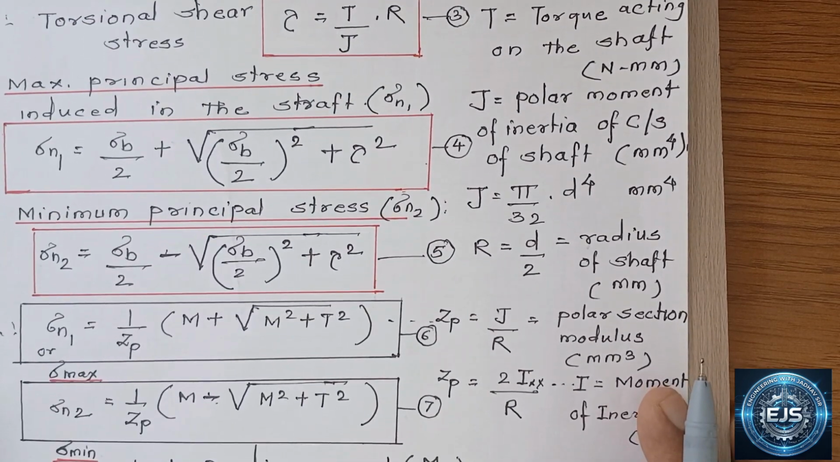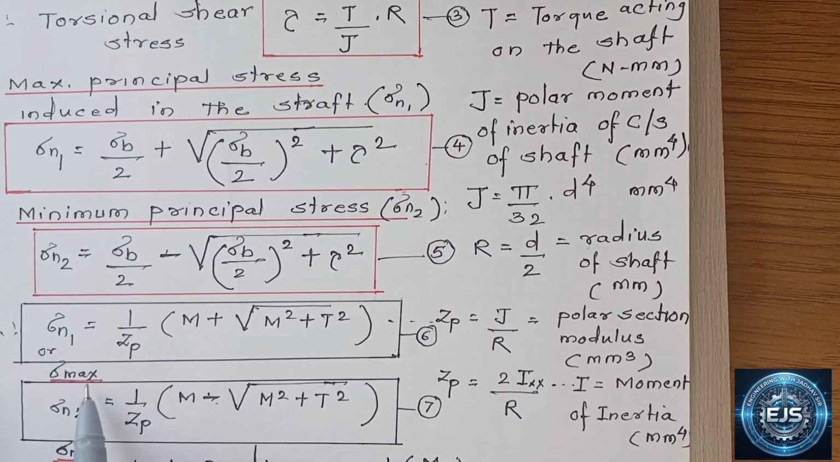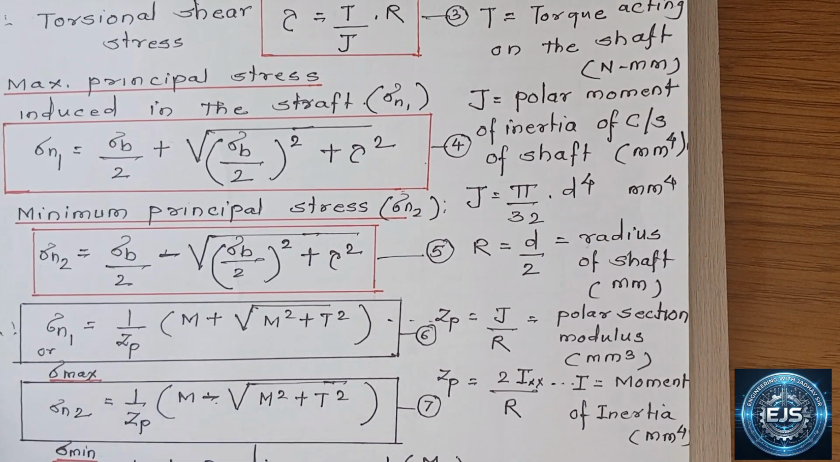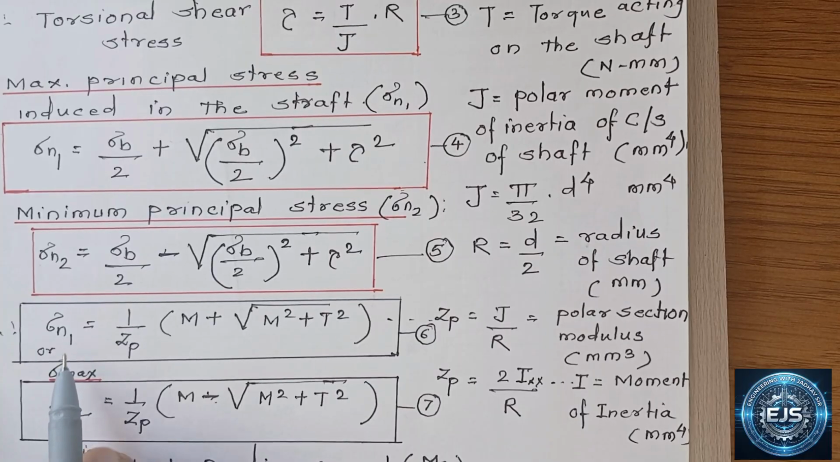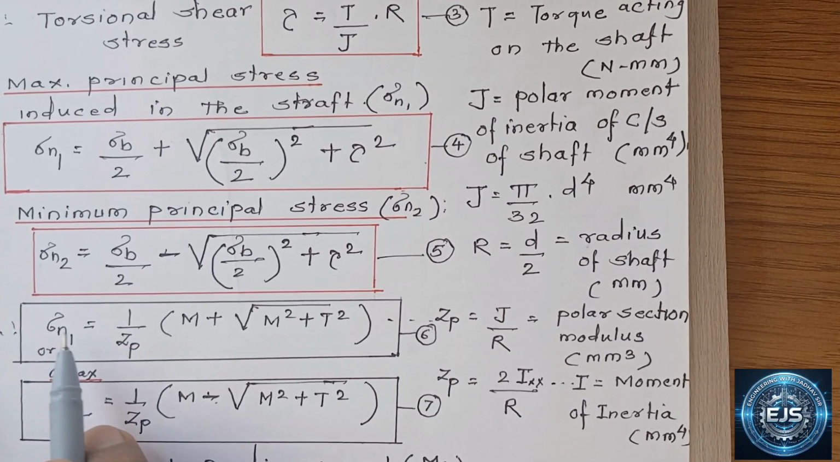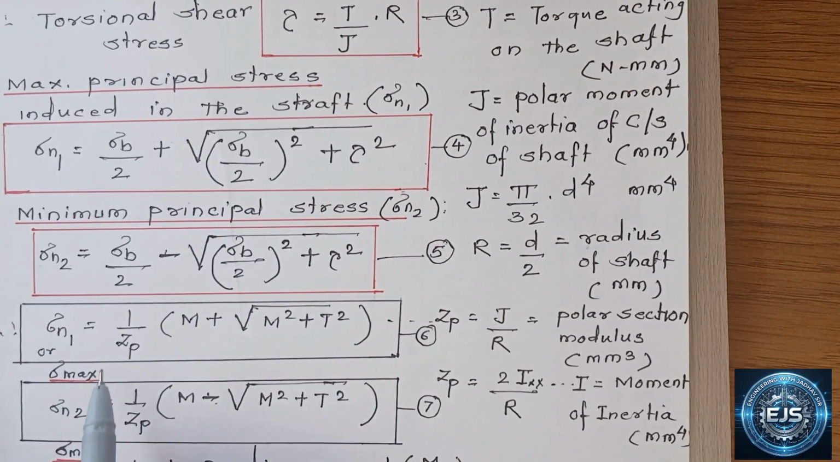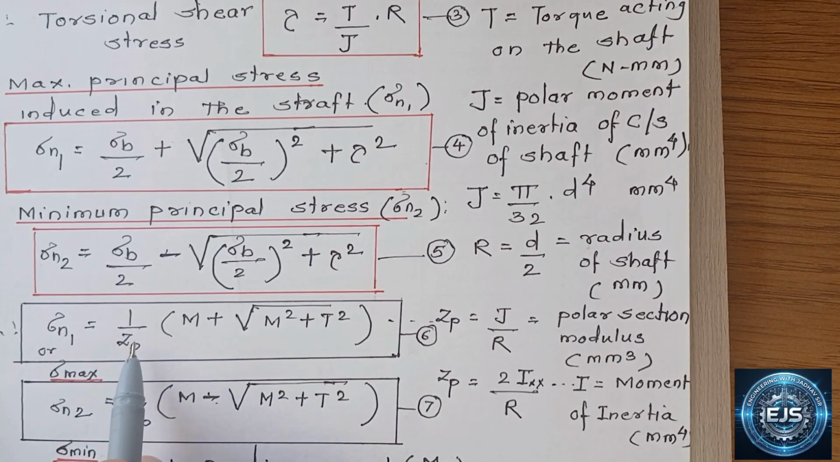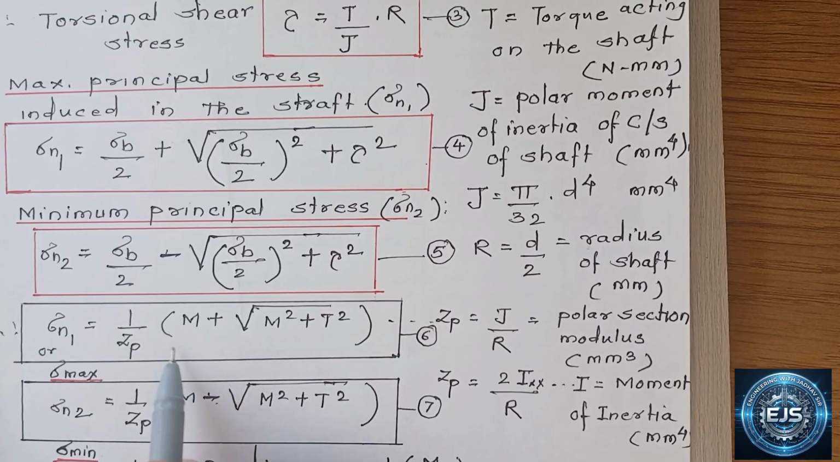This maximum stress is also denoted as sigma max, or it is also denoted as sigma n1. Sigma max and sigma n1 are one and the same, the maximum principal stress. So sigma n1 can be calculated by this formula: sigma n1 is equal to 1 upon Zp into M plus root of M square plus T square.